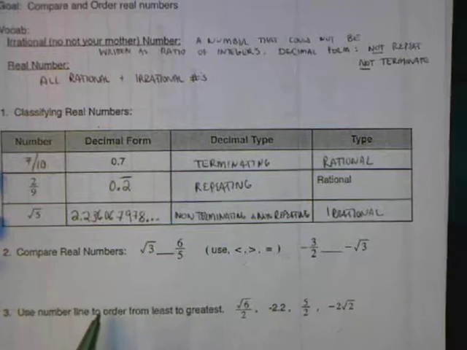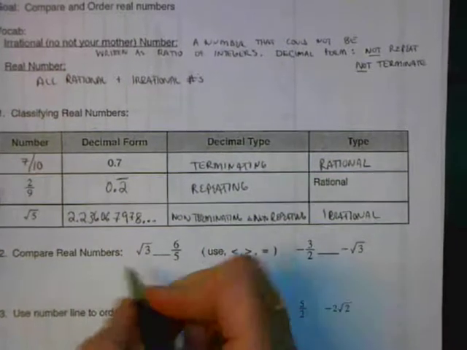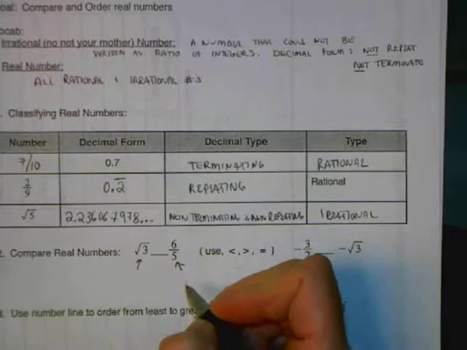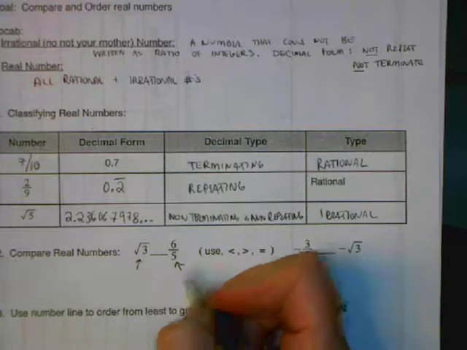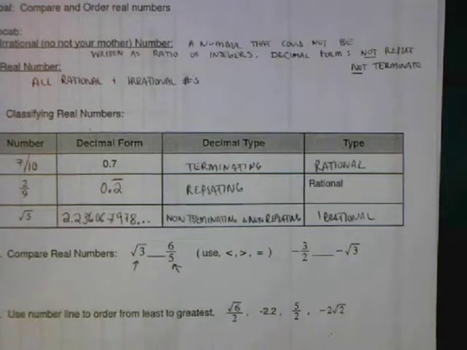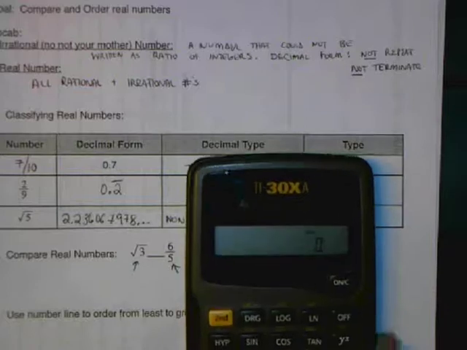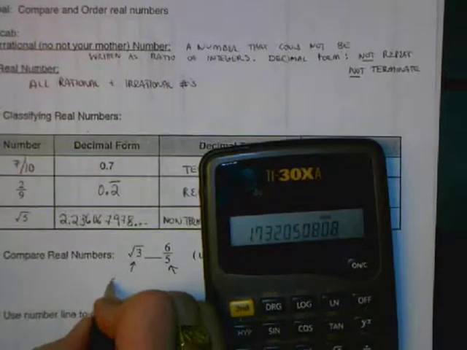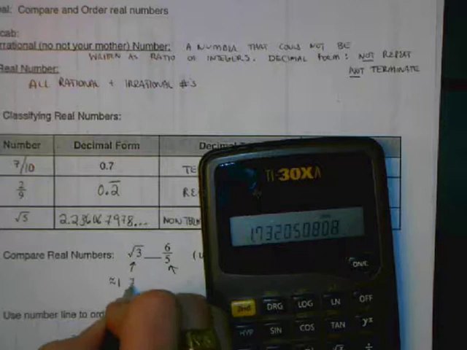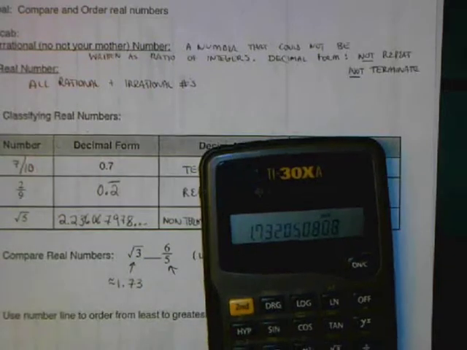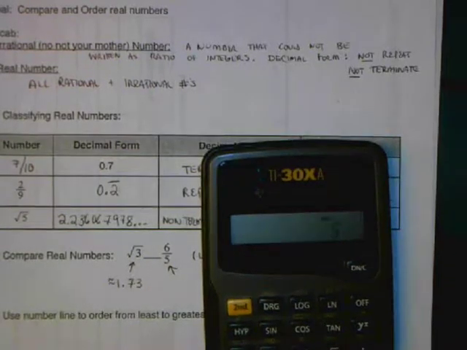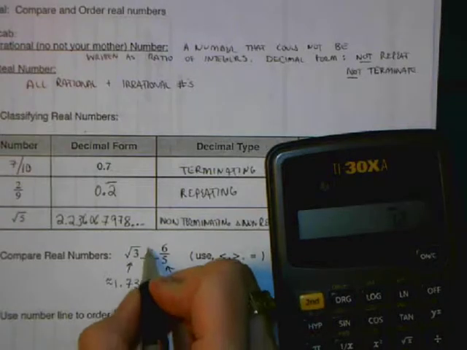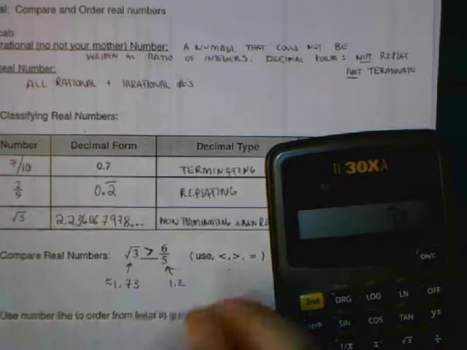All right, so let's say that I want to compare an irrational number, the square root of 3, with a rational number, 6/5, to find out which one's bigger. Well, personally, I'd throw these both into my calculator and find their decimal form. So the square root of 3 is approximately 1.73, and if I take 6 divided by 5, I get 1.2. Now I can tell for sure which of these is bigger. The square root of 3 is bigger than 6/5.